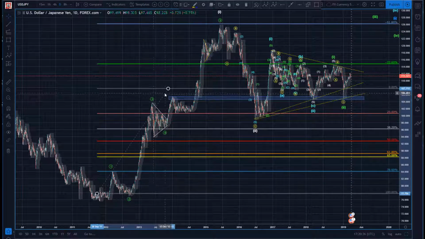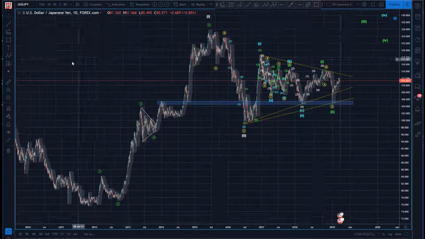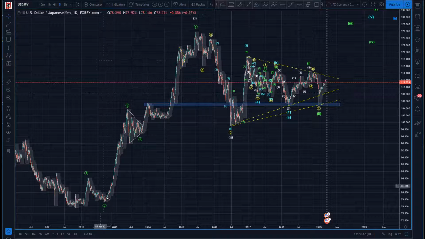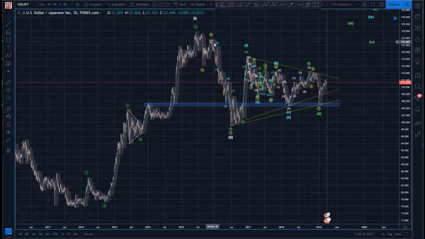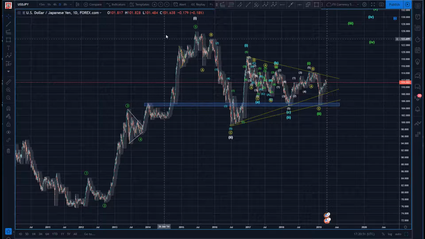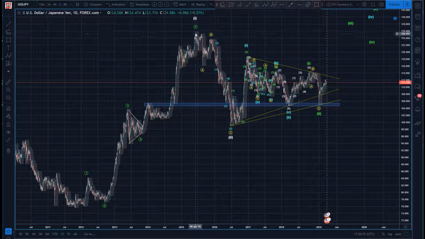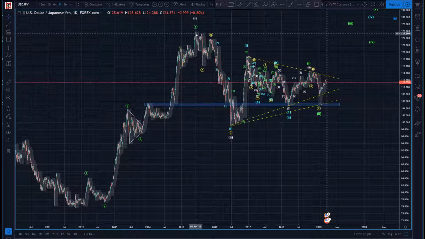So let me clean this up a little bit. So here, this is no question. This is a difficult count here. So you've got the impulse here. So once we start down and we start breaking some of these levels, and given the fact that we get 5 in the 5th here, so you've got a lot of things to suggest that the trend is done here.